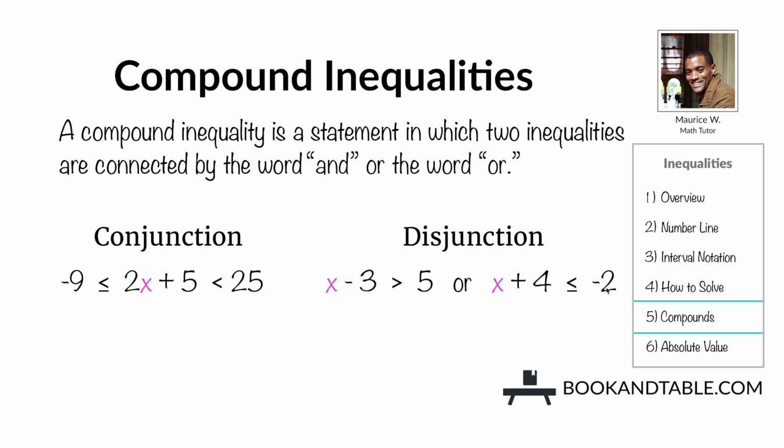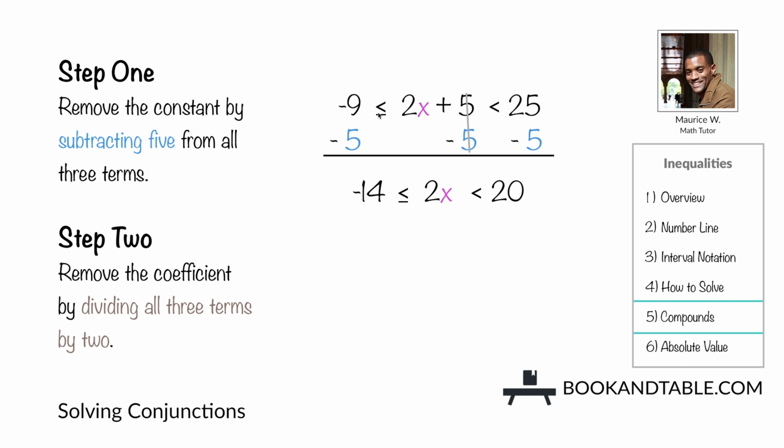When we're solving for a specific variable in a conjunction, you solve for it the same way we just solved for a regular inequality. You first remove the constant, but you do so from all three terms in the compound. So in this example, we have -9 is less than or equal to 2x + 5, which is less than 25. If we're solving for x, step 1 is to remove the constant, +5, by subtracting 5 from all three terms.